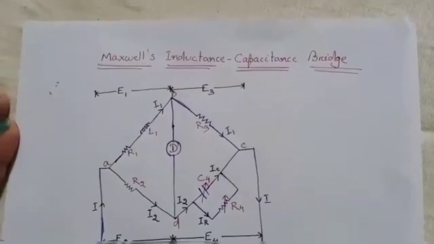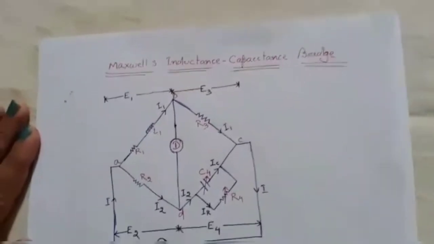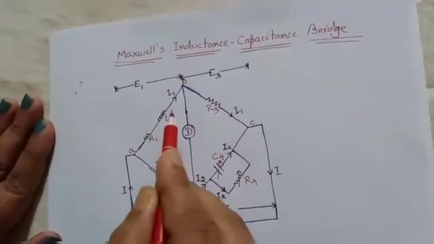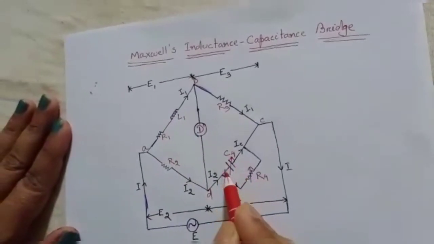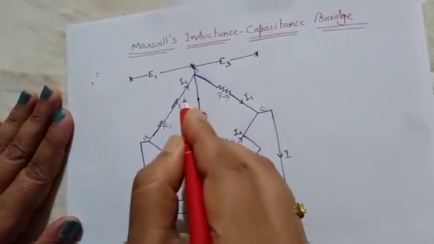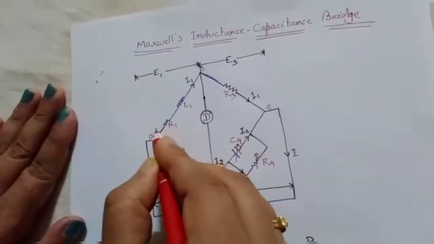Everyone, today we will discuss Maxwell's inductance capacitance bridge. In this type of bridge, we are measuring the value of unknown inductance by varying a standard variable capacitor. So this branch is the unknown branch. Here this is the unknown inductance, and its unknown resistance is R1.